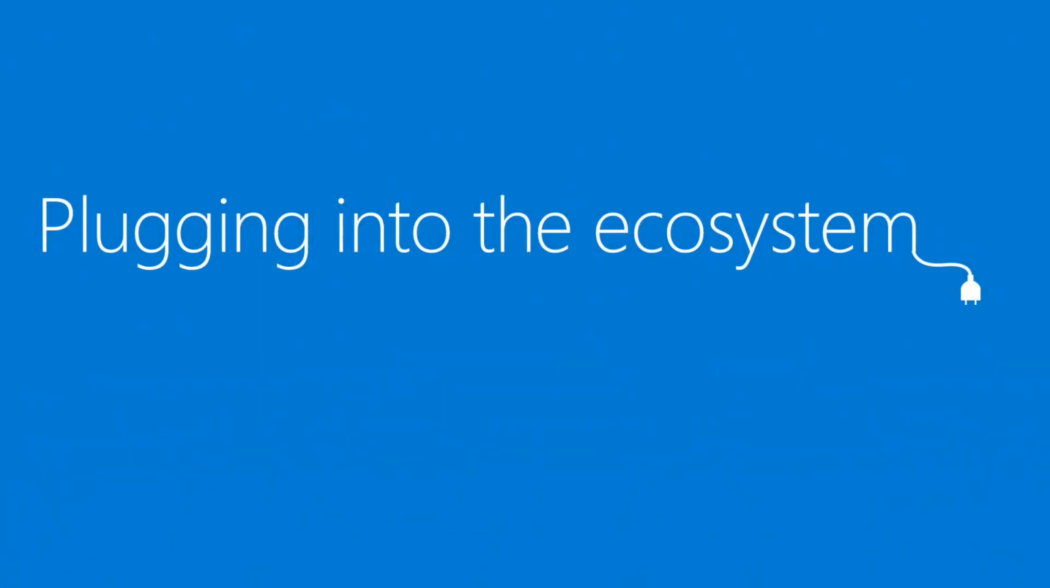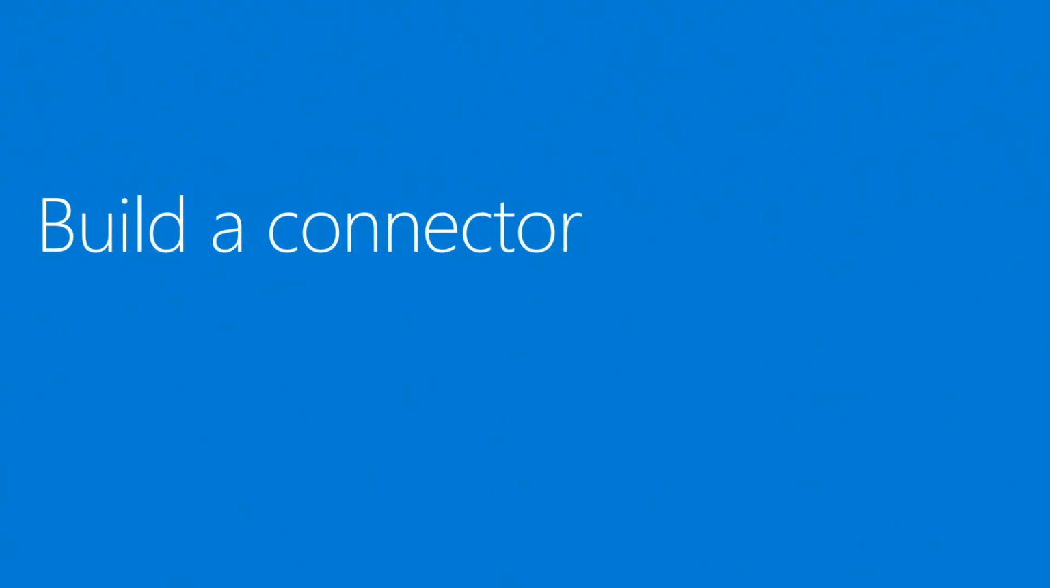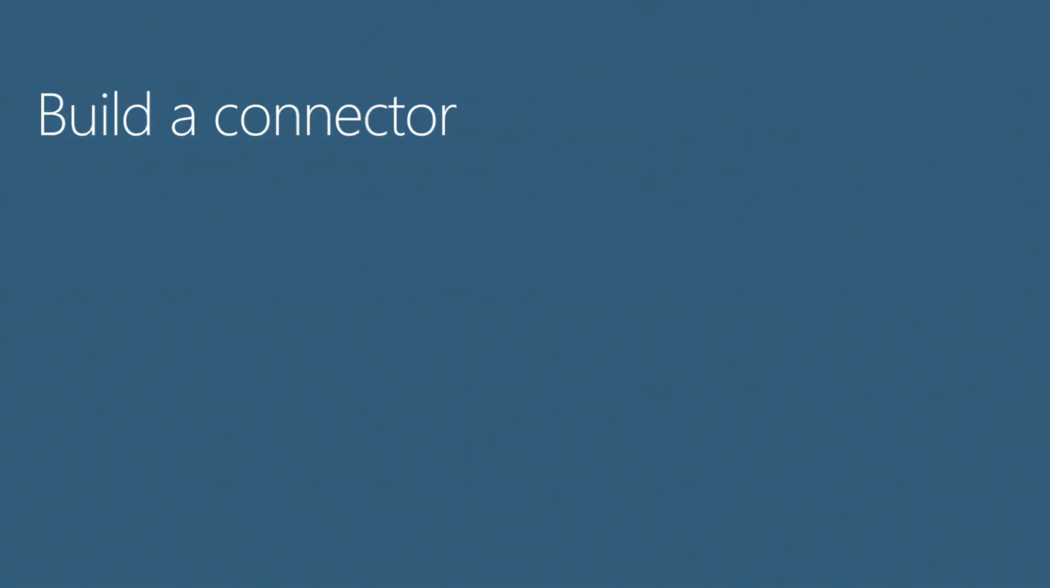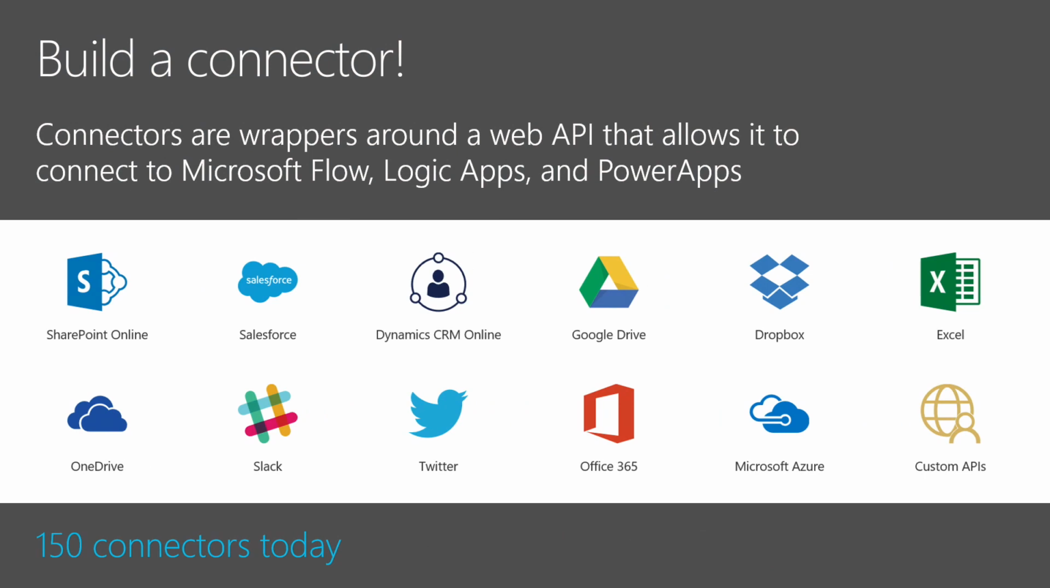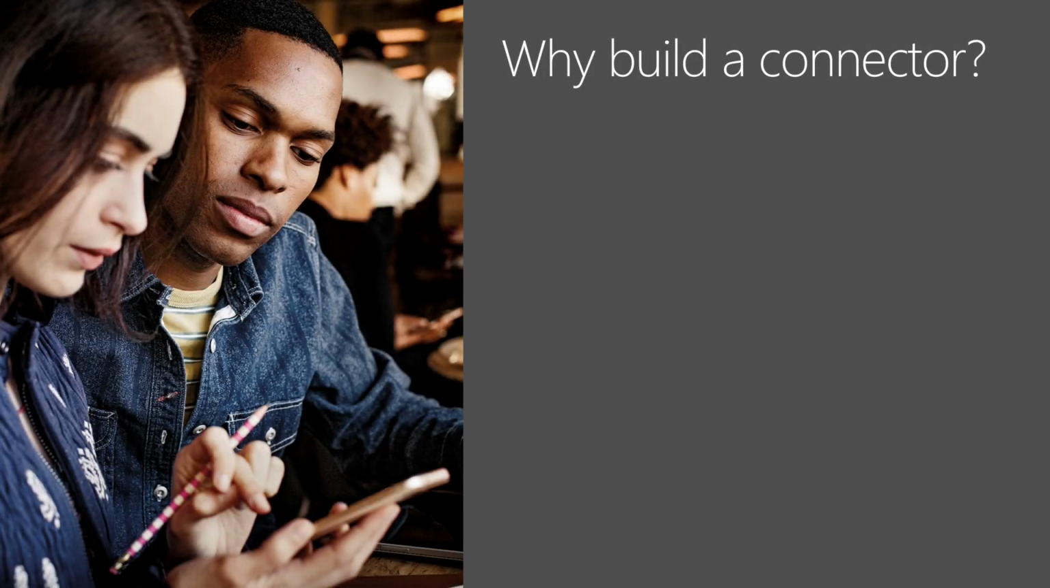Okay, so we've talked about Power Apps, we've talked about Azure Functions, we've also talked about Flow and Logic Apps. So how do you plug into this ecosystem as a developer? The first thing is you can build a connector. Connectors are really just wrappers around web APIs that allow you to connect to Microsoft Flow, Power Apps, and Logic Apps. And as I mentioned earlier, we have over 150 different connectors. So the first step for you is building that custom connector yourself.